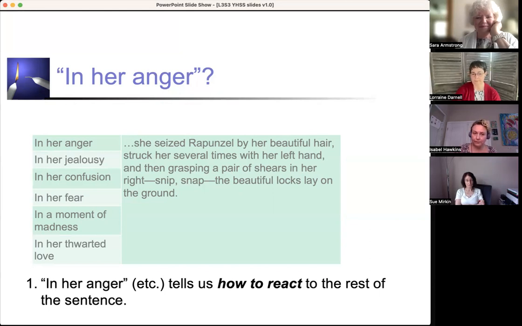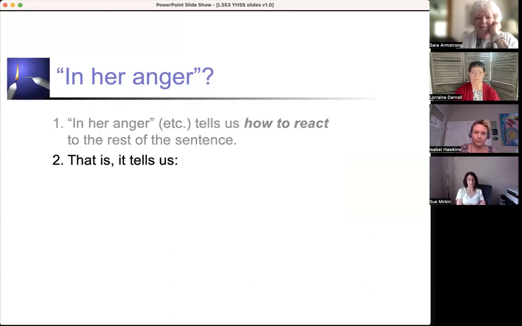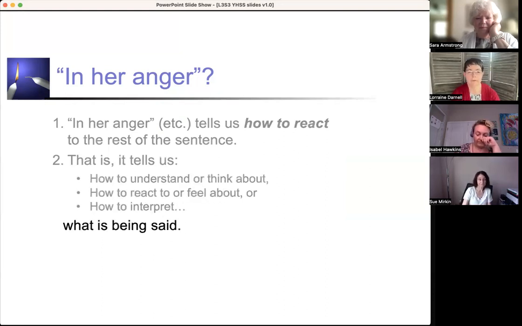Going on then. Inner anger tells us how to react to the rest of the sentence, right? It tells us how to understand or think about it, how to react or feel about it, how to interpret it, it being what is being said. So this inner anger is not about concrete action. It's about something else. It's about interpreting the actions.